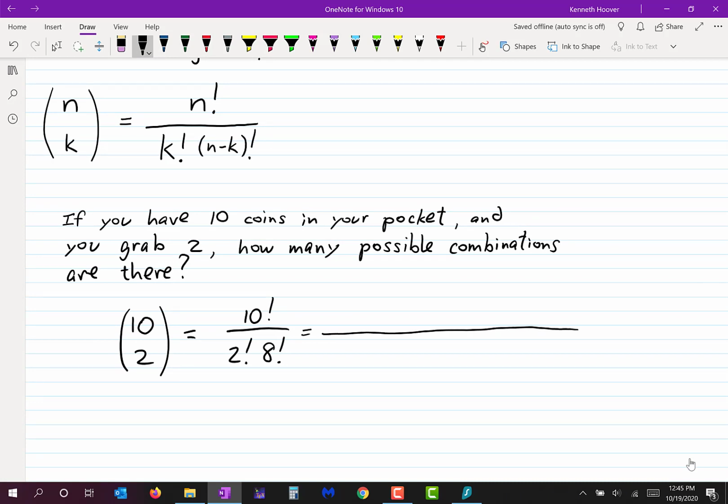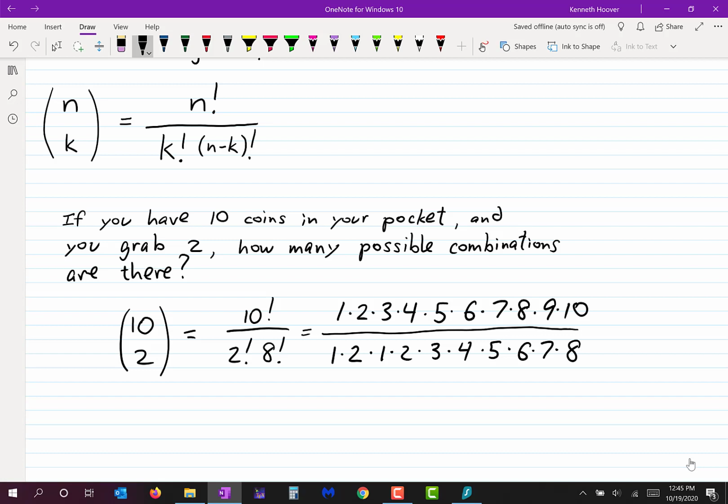What I mean is, let's write out the top. 1 times 2 times 3 times 4 times 5 times 6 times 7 times 8 times 9 times 10. And on the bottom we have 2 factorial, 1 times 2, times 8 factorial, 1 times 2 times 3 times 4 times 5 times 6 times 7 times 8. Now you can either look at this group of numbers, 1 times 2, and cancel out the 1 and 2 on the top, or you can look at this group of numbers. My advice is look at the larger group, whichever one is bigger, 2 factorial or 8 factorial, because the bigger one will cancel out more stuff.